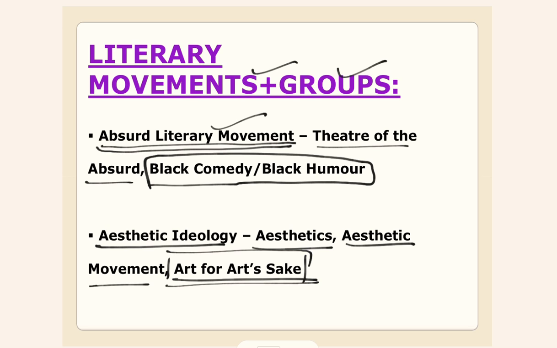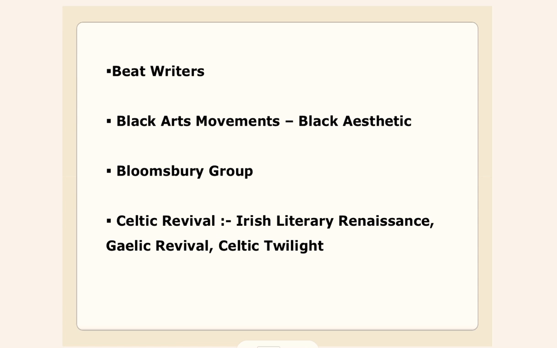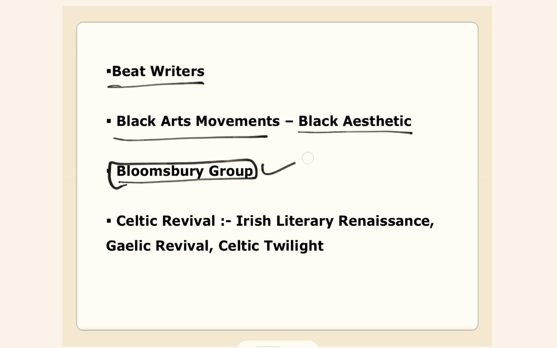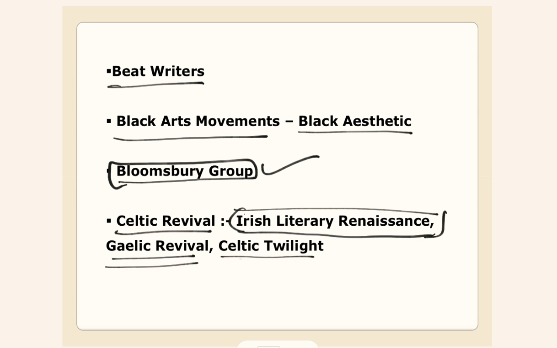Many a time the question has been asked in UGC-NET and other literature competitive exams. Beat writers, black arts movements, black aesthetic, Bloomsbury group. So this topic is very important in exams. Celtic revival, Irish literary renaissance. It is the modern renaissance in Ireland. Gaelic revival, Celtic twilight. Here, poets like W.B. Yeats, Synge, and many other poets are associated with this movement. We will discuss this in a separate video.